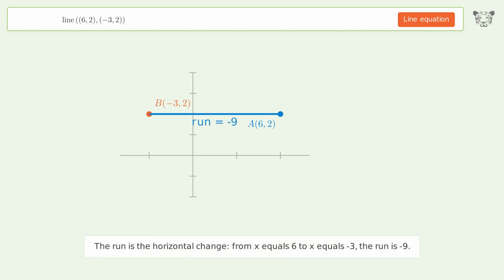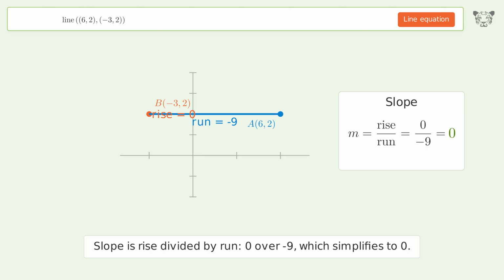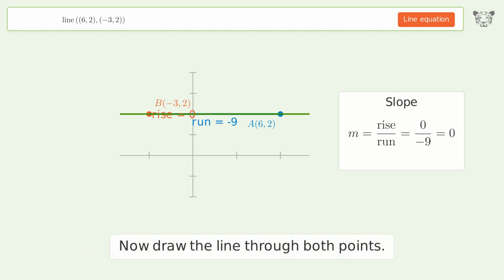The run is the horizontal change, from x equals 6 to x equals -3, the run is -9. The rise is the vertical change, from y equals 2 to y equals 2, the rise is 0. Slope is rise divided by run, 0 over -9, which simplifies to 0. Now draw the line through both points.